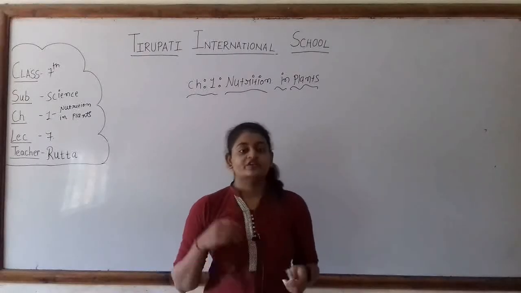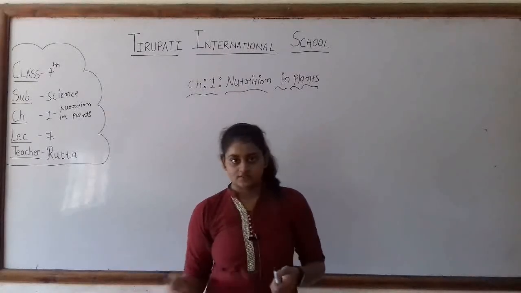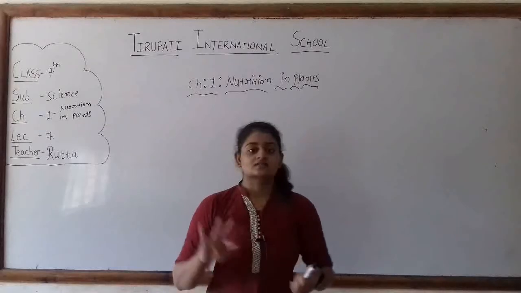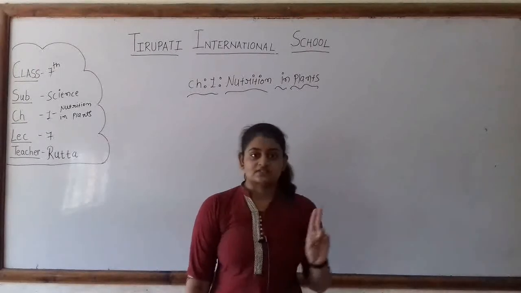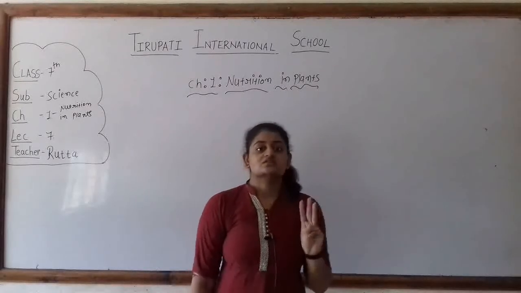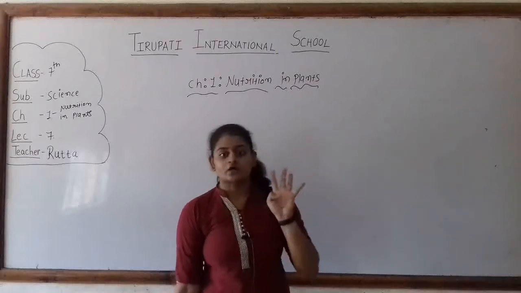In our last lecture, we discussed the heterotrophic mode of nutrition in plants. We can categorize these plants into four types. First is the parasitic plants, second is the saprobiotic plants, third is insectivorous or carnivorous plants, and fourth is the symbiotic plants.